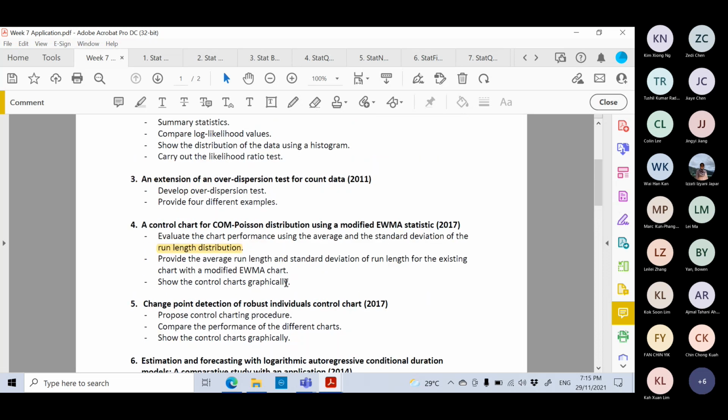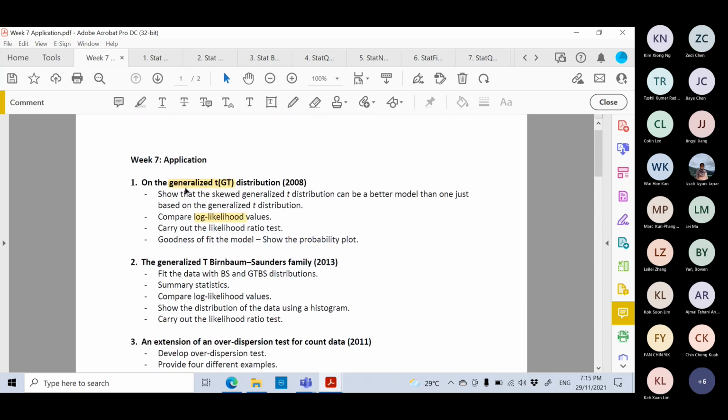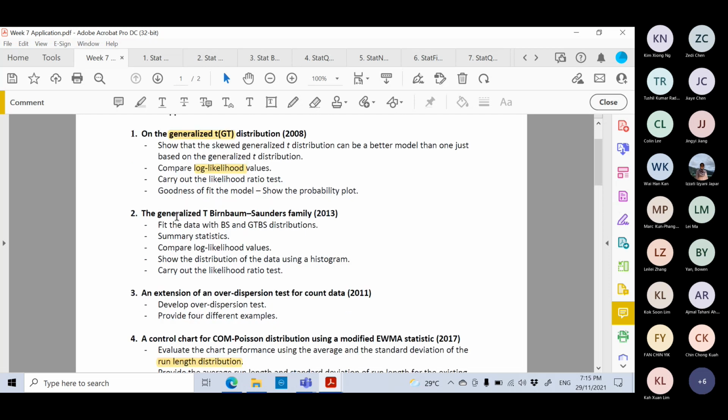For example, just now in the first one, you want to know the distribution. Of course, you need to derive all the properties of the distribution. But when you go through the distribution, you need to know the estimation techniques. The similar for the second paper.